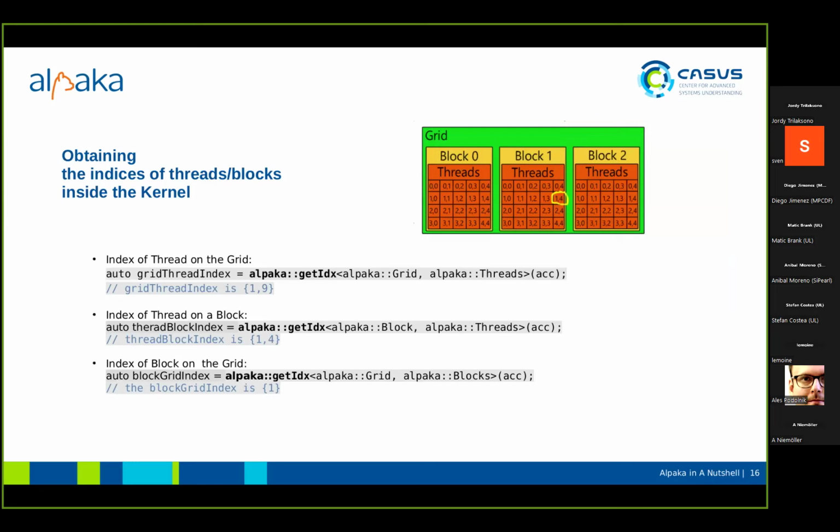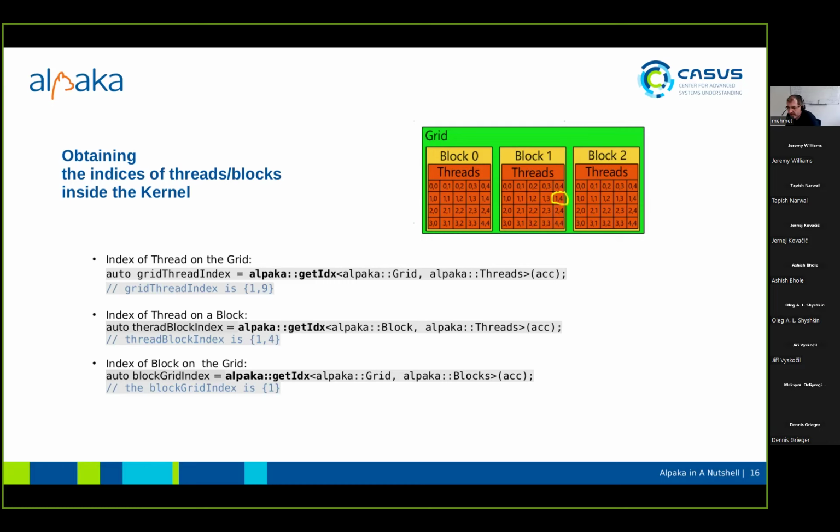Obtaining the indices of threads or blocks is easy in an Alpaka kernel thanks to the usage of function templates. Using a single function, the getIdx function, with different predetermined template arguments would be enough to get the thread index in the grid or in the block, or the index of the block in the grid.